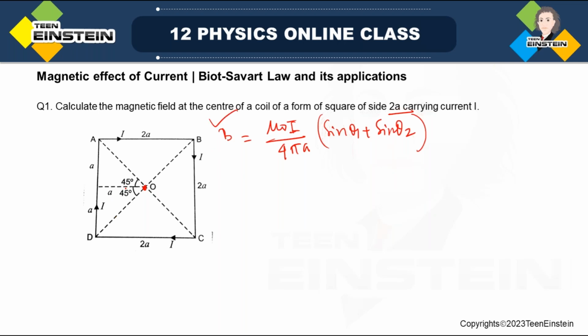See here, if I draw a perpendicular bisector to this side, then this side will be a anyway. And this angle, since these are 45 degrees, these are 45 degrees, so this is 90 degrees, so this will be obviously 45 degree. So both the angles are 45 degrees, so I can say theta 1 and theta 2 are 45 degree. This is just by observation.